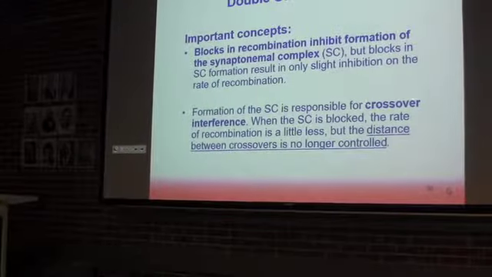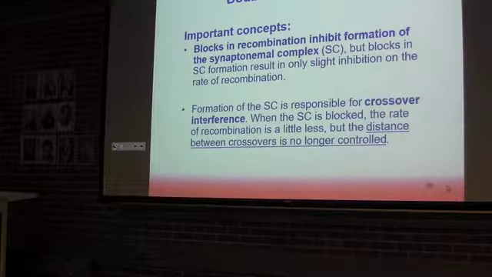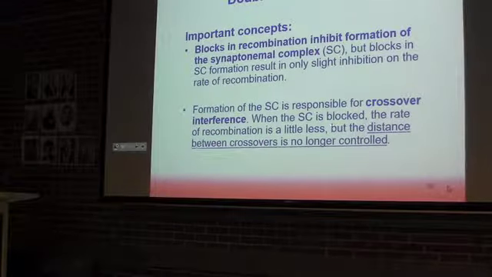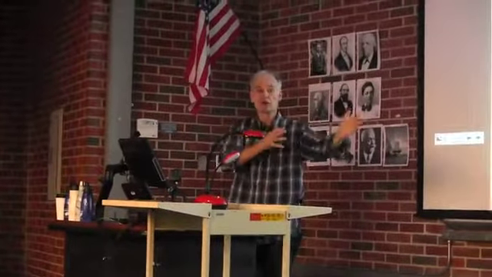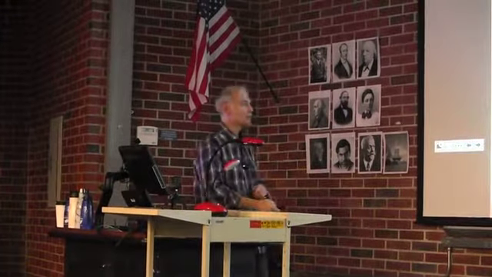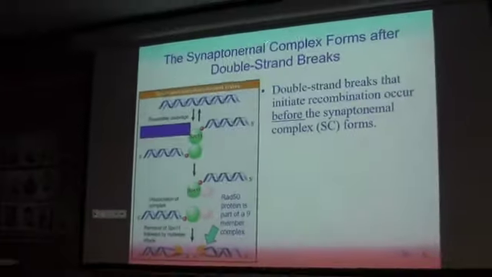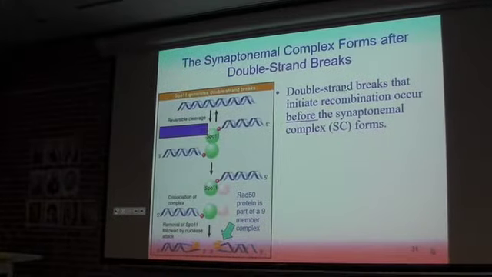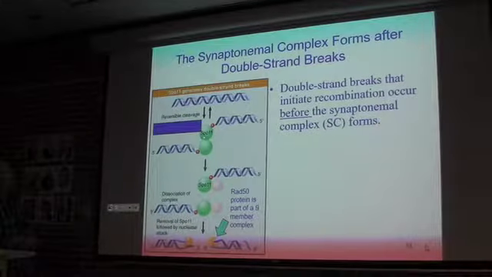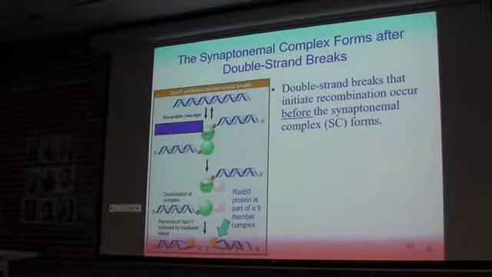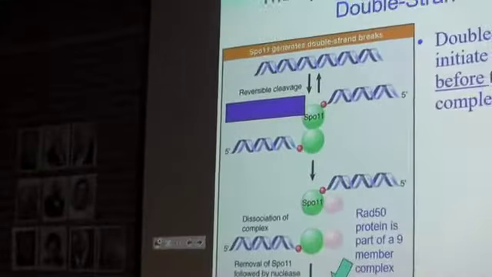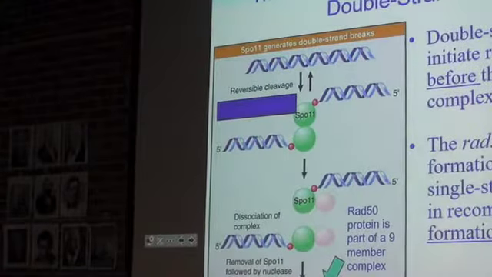This complex is responsible for what is called crossover interference. It keeps the distance between crossover events well separated. The result is a strong limitation to how many times you can cross over within a particular chromosome. It forms after the double strand break. Double strand break happens, remember it's SPO11, and then what is happening down here?